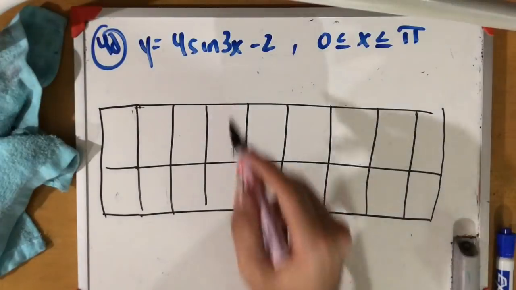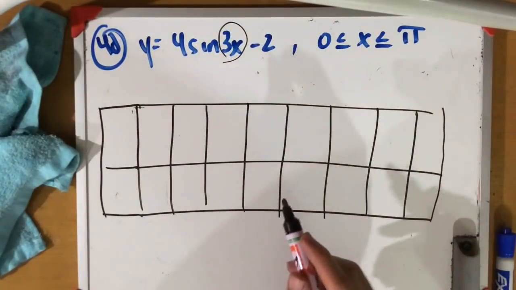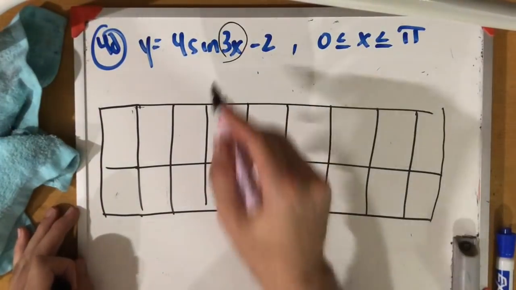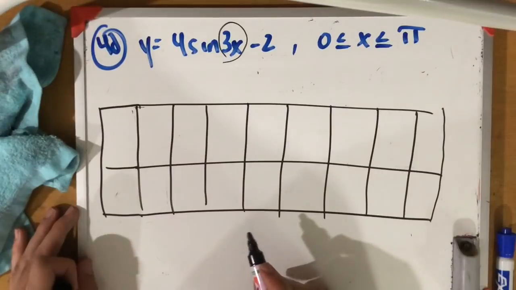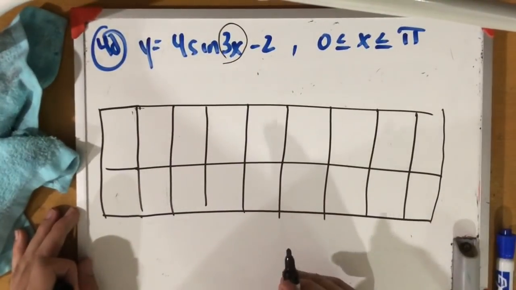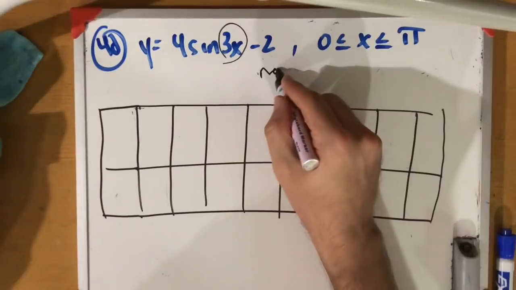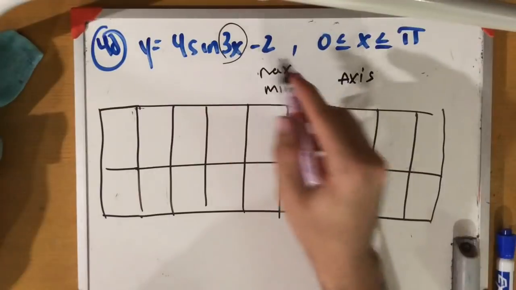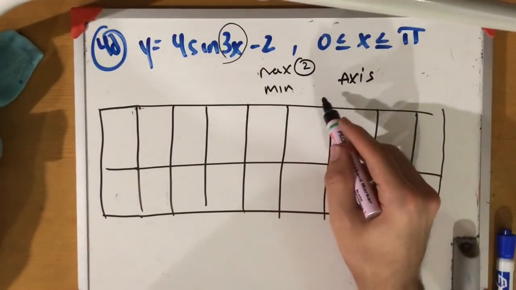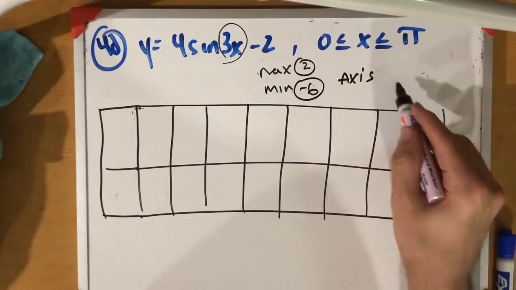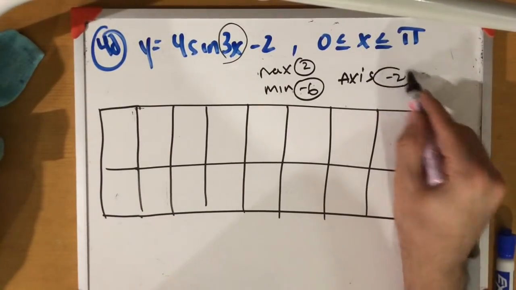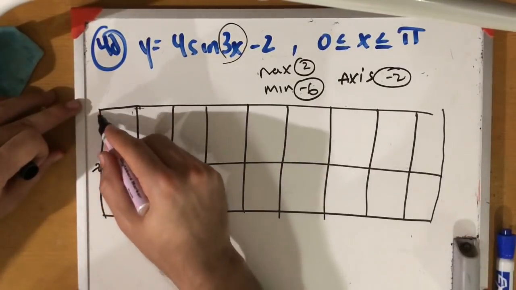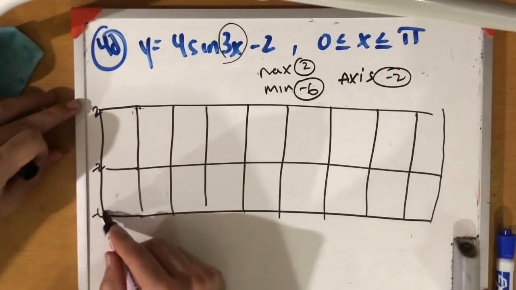4D. Again, our period is going to change. It's going to be in much smaller intervals. This time we have 3x, so we're dividing everything by 3. So we're going to go from 30, 60, 90, and so on and so forth. Okay, so max, min, and axis for this: negative 2 plus 4 is 2, negative 2 minus 4 is negative 6, and axis would end up being negative 2.